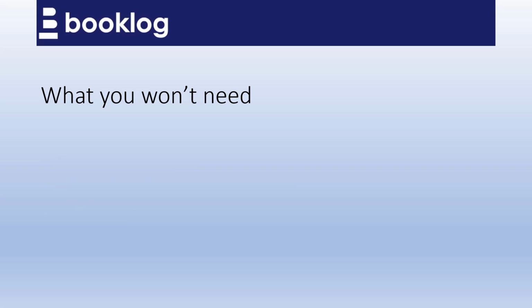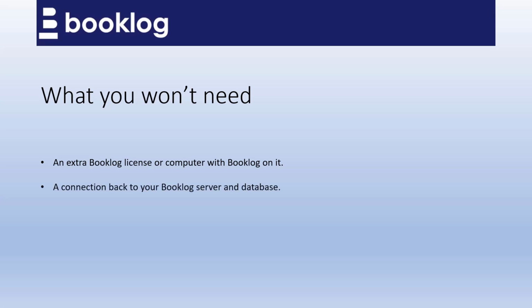Booklog's interface with Square may be our most efficient and lightweight solution for off-site sales. Because all off-site sales functionality resides with Square, when you use this interface, you won't need to buy an extra Booklog license or use an existing Booklog computer to make your sales. Although Square requires an internet connection, you won't need a connection back to your store's network or your Booklog server. You won't need to worry about VPNs or creating firewall exceptions the way you would if you were trying to reach your internal network from an external location.